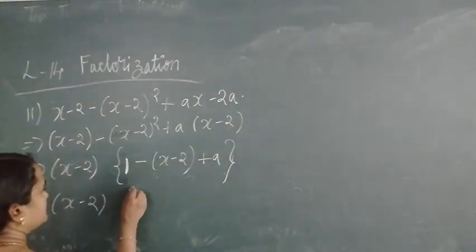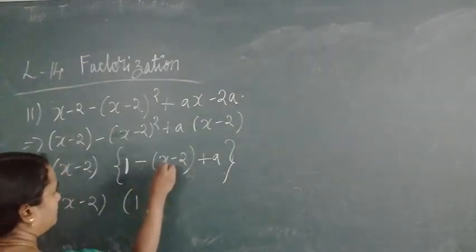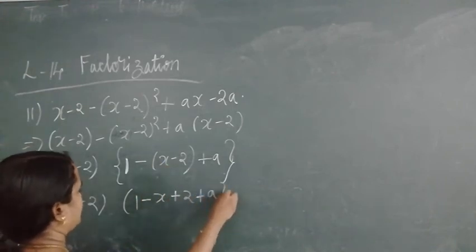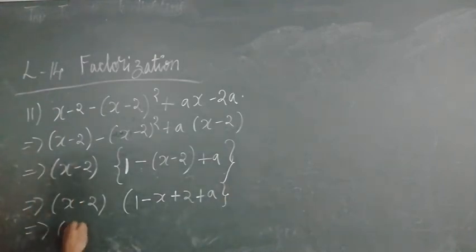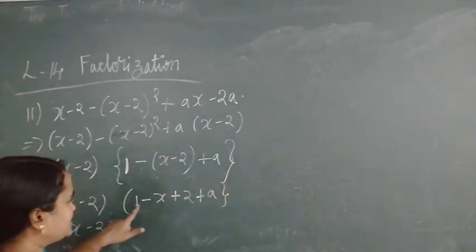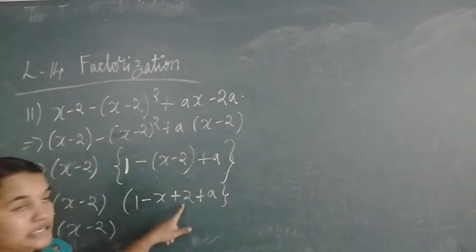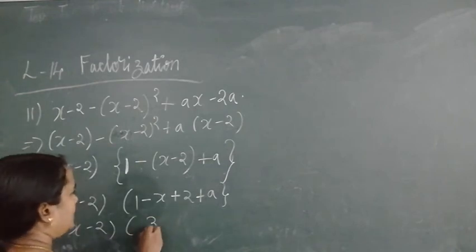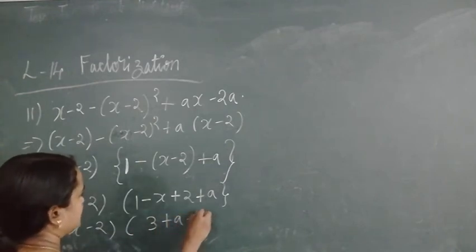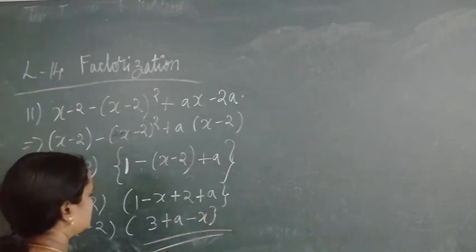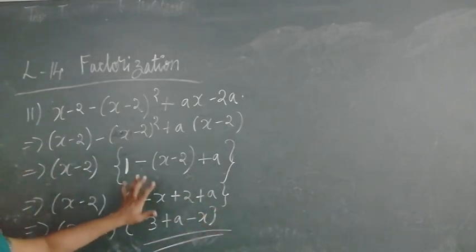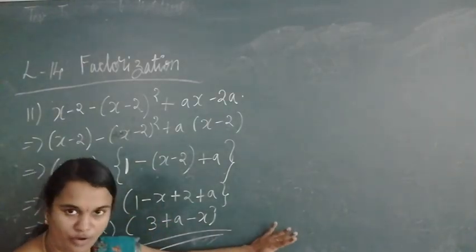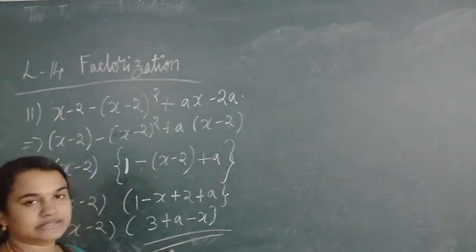Okay. That means 1 minus x, minus into minus plus 2, plus A. That means here x minus 2 plus 1 is 3, because plus 1 and plus 2 we have to add. That means we will get here 3 plus A minus x. So this will be the answer. Understood? Up to inside we never write the bracket. Factorization means the simplest form we have to bring. So this is the final result of this.